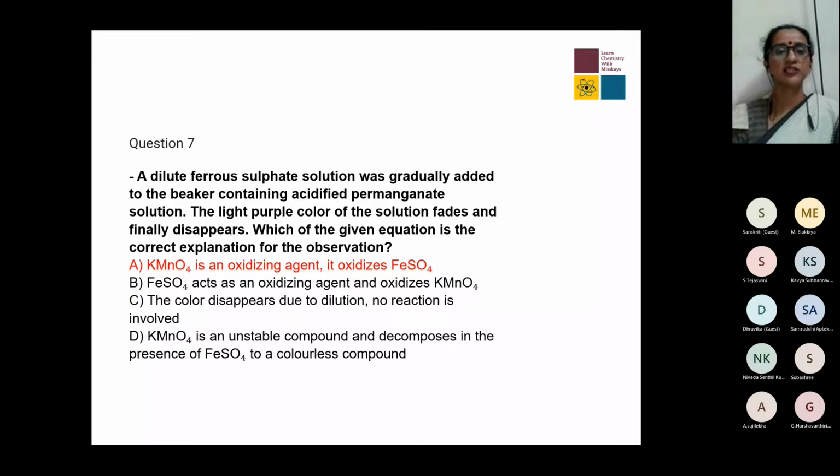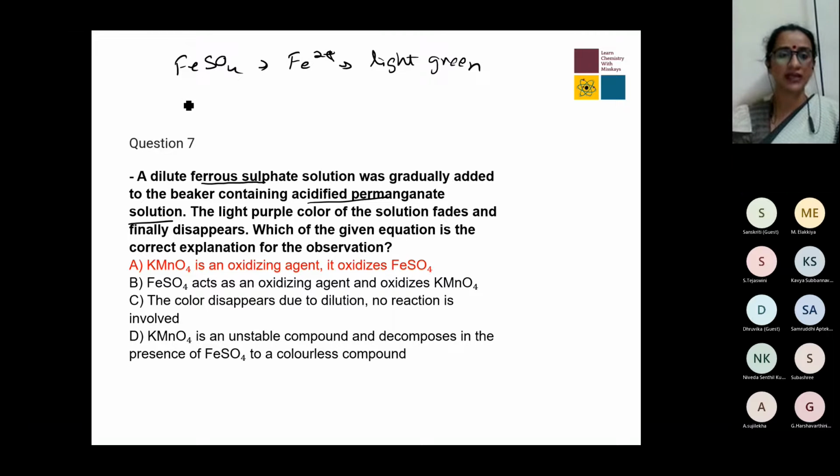Okay. All right. Now let's look at this. Remember, I was talking about the whole idea of observations. This question is a beautiful example for it. So when you are trying to analyze this type of question, first read the entire question, highlight what is important. For starters, we have a dilute ferrous sulfate solution. Now, ferrous sulfate FeSO4 contains Fe2+ ions, and we know that Fe2+ ions are light green in color. Now, to this, we have acidified permanganate added.